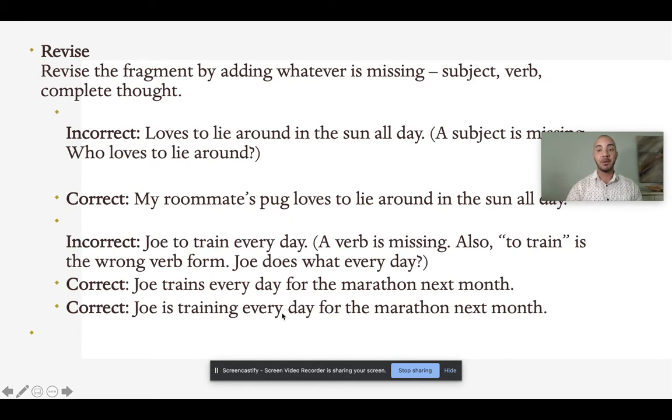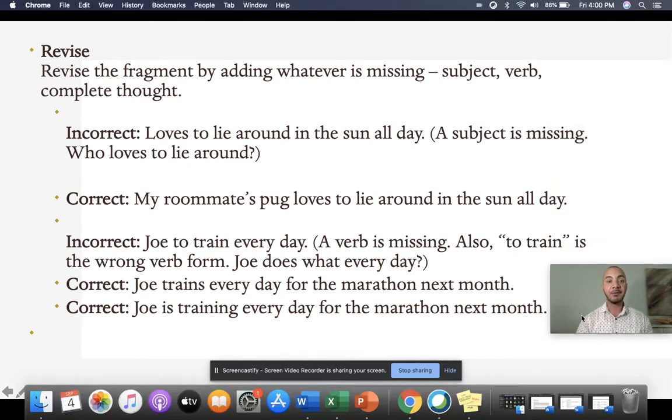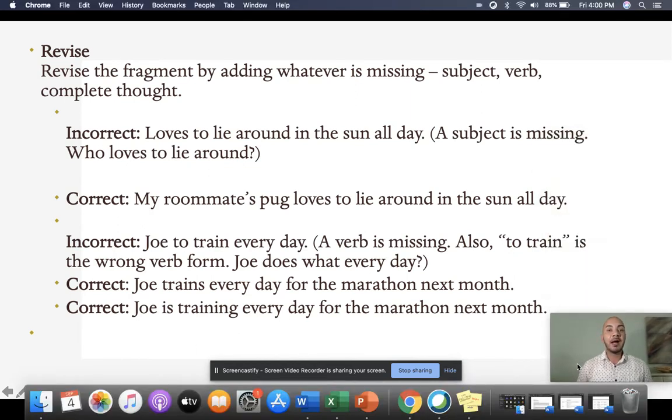Another way to fix a sentence fragment is to simply revise it. We can revise a sentence fragment by just adding what's missing. You can add the missing subject, you can add the missing verb, or if it's the complete thought that's missing, you can revise it to add the complete thought. So here are some examples. The incorrect example is, "Loves to lie around in the sun all day."